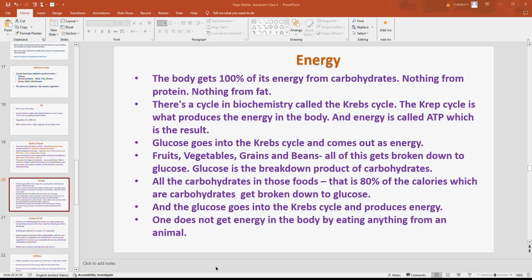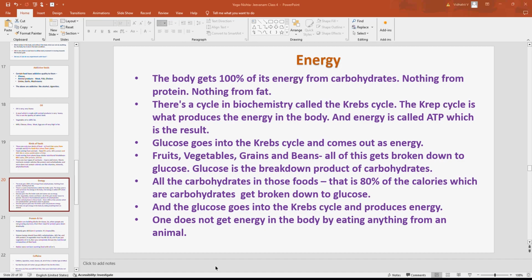In biology, there is a cycle called the Krebs cycle, and in the Krebs cycle, energy is produced in the body. The food that we take goes through a cycle, and the energy that is produced for the body to function is called ATP. ATP is the name of the energy in the body. It comes out of the Krebs cycle. And what is the fuel for the Krebs cycle? The fuel from which the energy is produced is glucose.